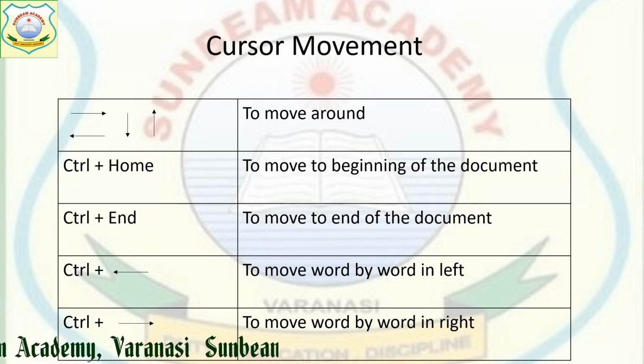Now, the arrow keys move character wise. The Control key used in combination with the left arrow key will move the cursor word wise, and Control plus right arrow key will move towards the right-hand side word by word. Remember, students, there is a difference. Only arrow keys move the cursor character wise, and with Control it moves word wise.